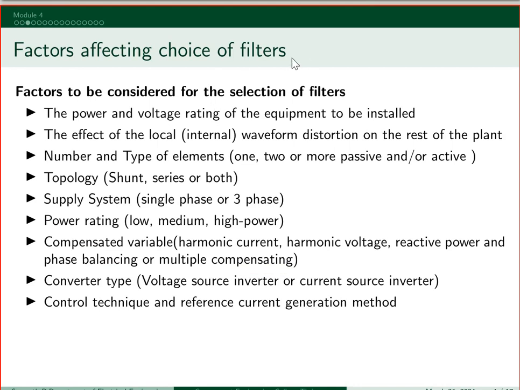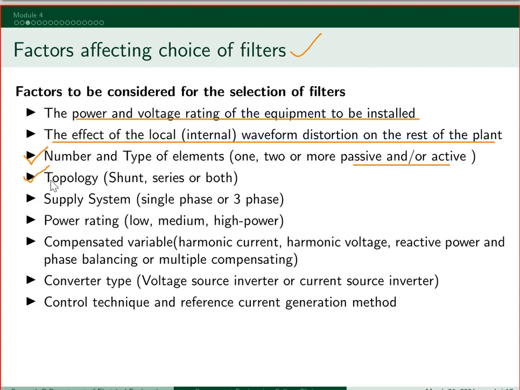Now, these are some of the factors that affect the choice of filters. The main factors that need to be considered include the power as well as the voltage rating of the equipment to be installed, the effect of internal waveform distortion on the rest of the plant, the number as well as the type of elements, whether you are using one, two, or a large number of elements. With more energy storage elements, the order of the filter also increases, and whether you are going for an active or a passive filter.